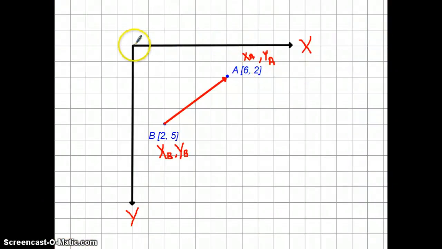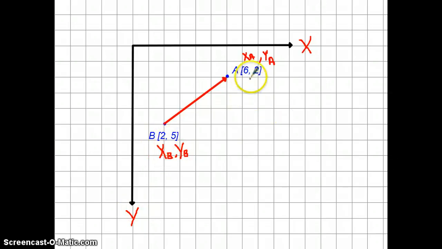Here we have a coordinate system. Let us pretend that this is a canvas and each square here represents 1 pixel. We have 2 points. The first point A, its position is 6, 2, and the second point B, its position is 2, 5. In A, we name this first part of the list x of A, so we're measuring on the x-axis, and the second part y of A because we are measuring on the y-axis. Same here, x of B and y of B.